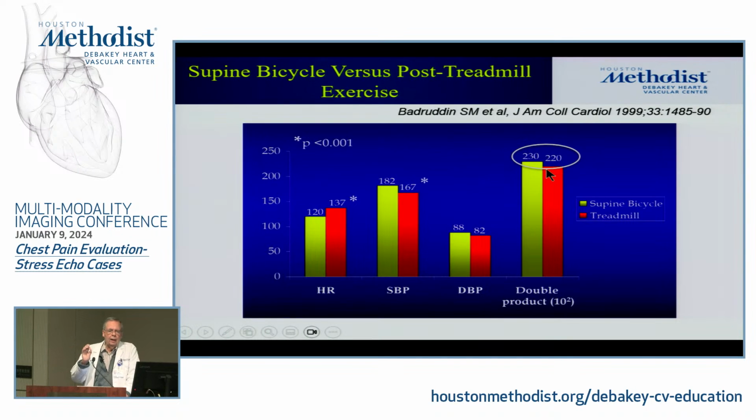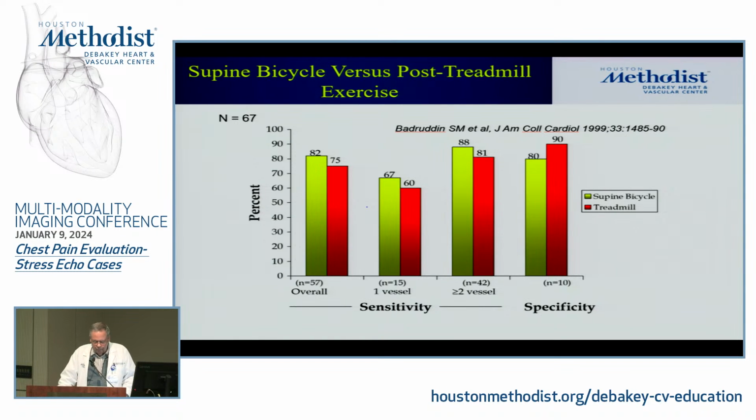That's why, again, when we do supine bike exercise, don't pay attention to the heart rate. Don't make that comment that the heart rate didn't reach 85%, because you know what? In 95% of people, it won't reach 85%. Pay attention to the double product. It needs to reach 22,000 or more. So with the bike, it's the double product that we pay attention to. With the regular treadmill, it's the heart rate that we pay attention to. 22,000, yeah, 22K. I'm sorry. Yeah, 22K.